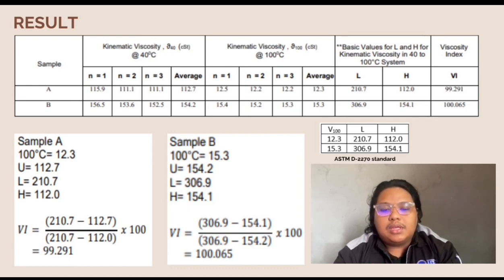From the data we obtained on sample B, referring to the ASTM D2270 standard table, the kinematic viscosity at 100 degrees Celsius of 15.3 gives the value L 306.9 and the value of H 154.1. After referring to the table, we put all the values into the formula for viscosity index. The viscosity index for sample B is 100.065. That's all from me. Thank you.